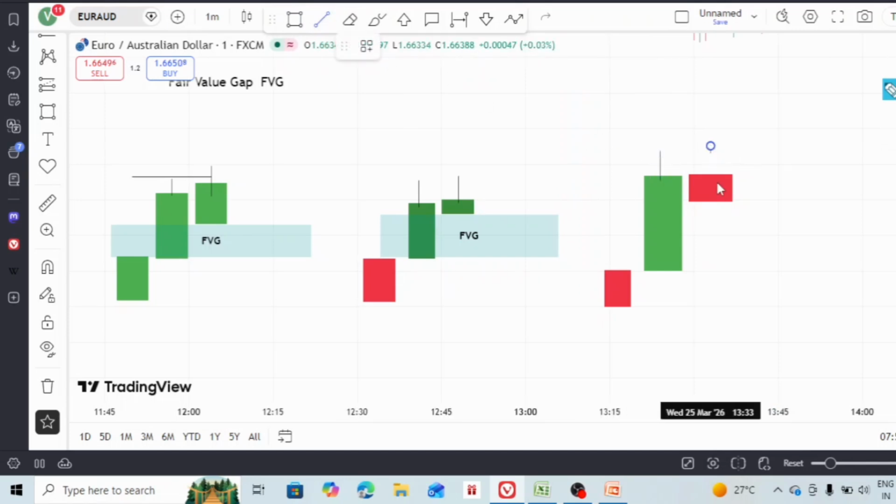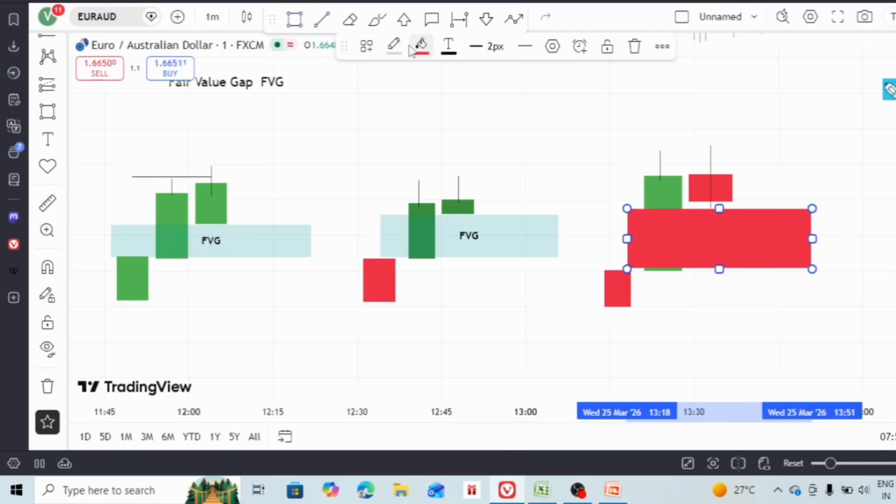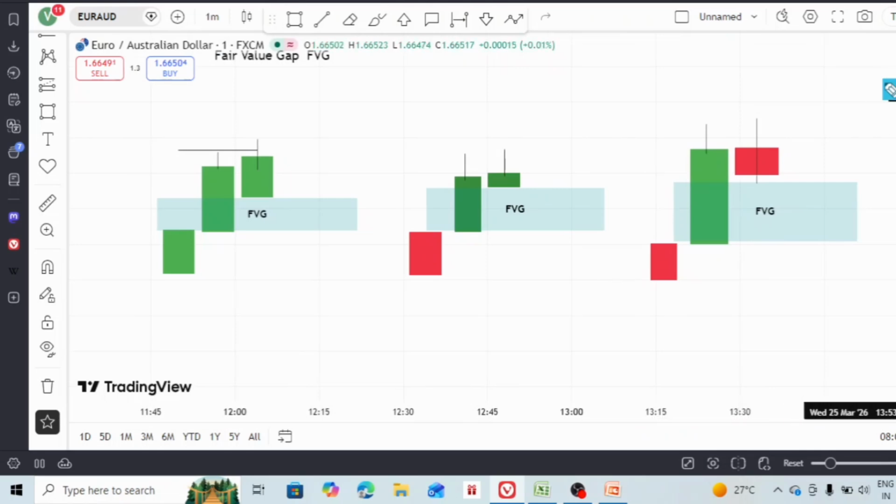This is the wick of the candle, okay? So in all these three situations, can you spot any difference? Yes, the difference is that this gap is smaller, this one is medium size, and this one has a bigger gap, okay?